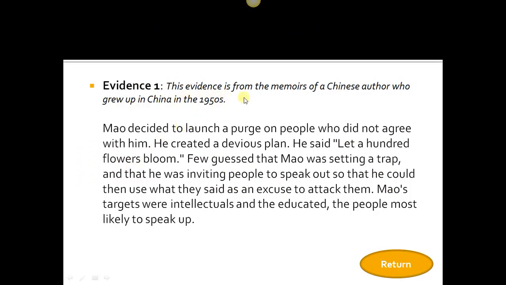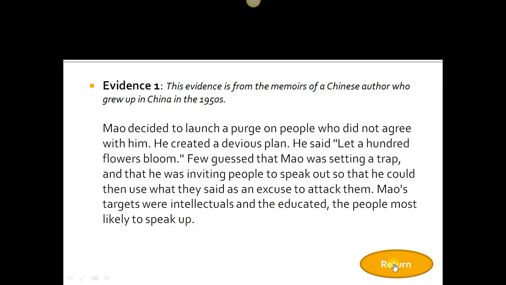Now, this evidence 1 is from the memoirs of a Chinese author who grew up in China in the 1950s. And he says that Mao decided to launch a purge on the people who did not agree with him. He created a devious plan. He said, let 100 flowers bloom. Few guessed that Mao had set a trap and that he was inviting people to speak out so that he could then use what they said as an excuse to attack them. Mao's targets were intellectuals and the educated, the people most likely to speak up.